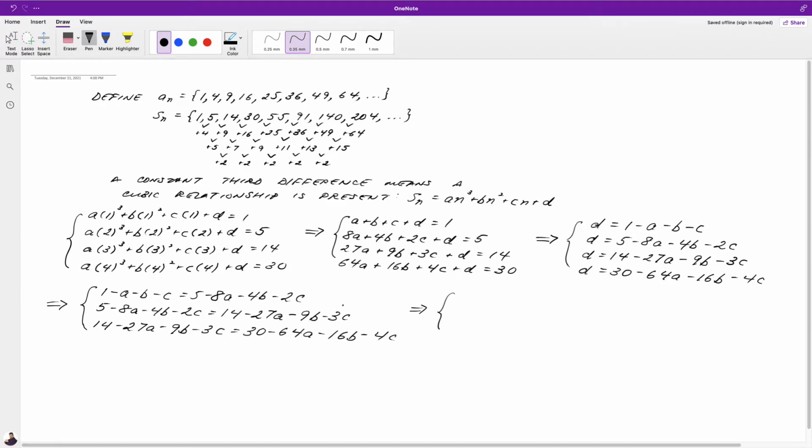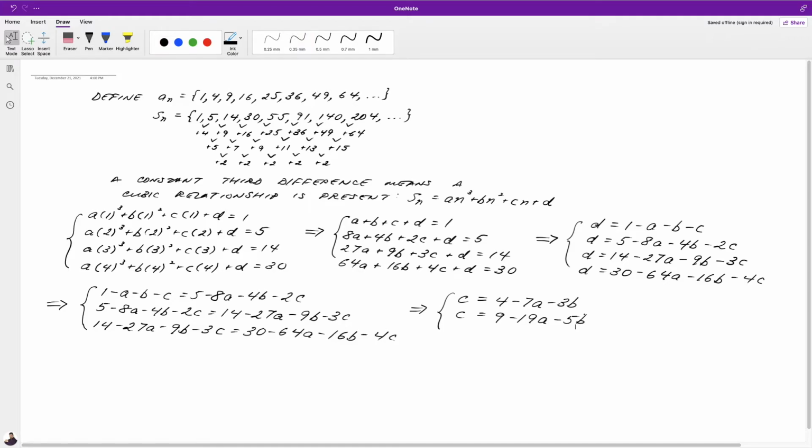So top equation, okay, adding 2c to both sides, negative c plus 2c is c. Okay, we're going to now subtract 1 from both sides. We're going to add a to both sides, and we're going to add b to both sides. And there's our new top equation. Okay. Second equation, okay, let's add 3c to both sides. Negative 2c plus 3c is c. Subtracting 5 from both sides. Adding 8a to both sides. Okay. Adding 4b to both sides.